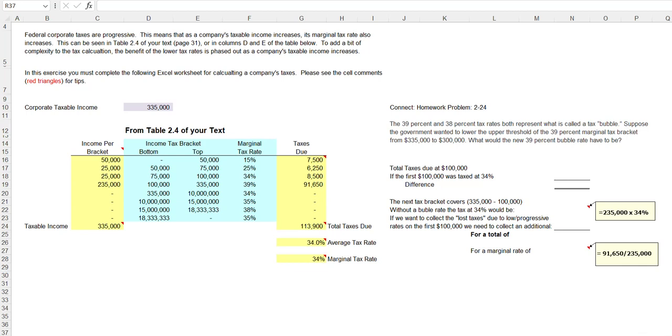In this video, we're going to walk through problem 2-24 in Connect. It's the last problem in the homework set, and discuss the concept of the bubble tax rate.